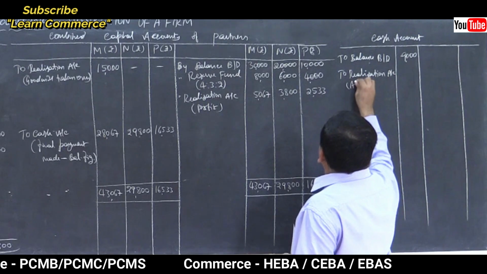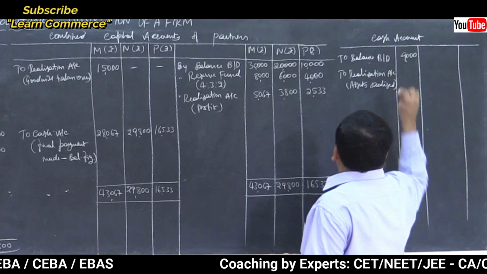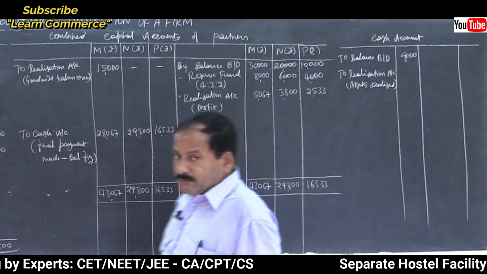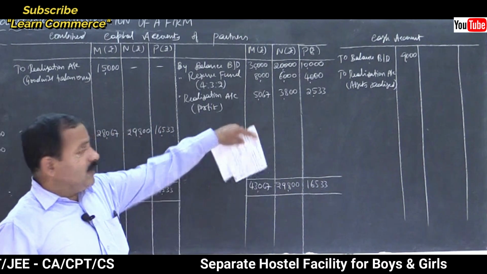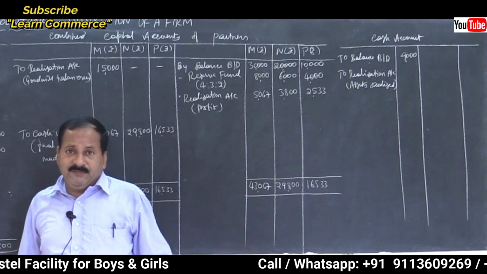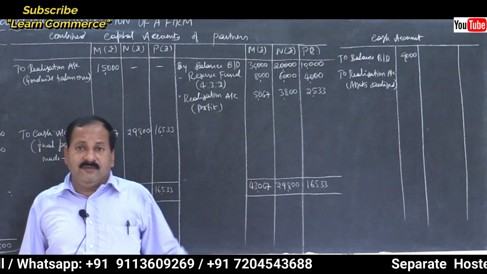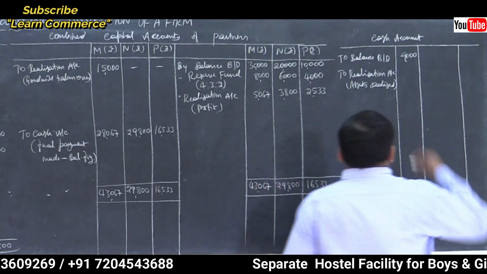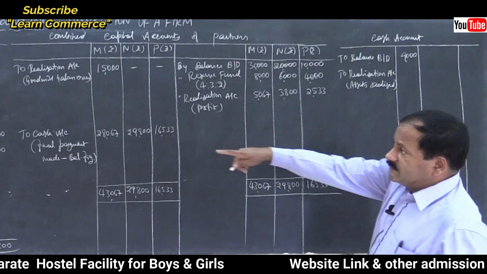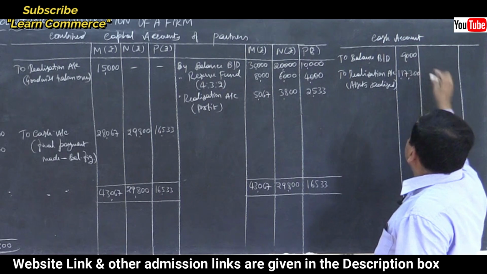Realization account, assets realized. Write this narration because I told you already, during valuation, the reviewers told there is no narration in cash account. Actually, it is not required. As we are writing in realization account, no need to write it again. But they have deducted 1 mark for not writing narration in cash account. So make sure you don't become the victim of such things. Yes, 1,17,300.